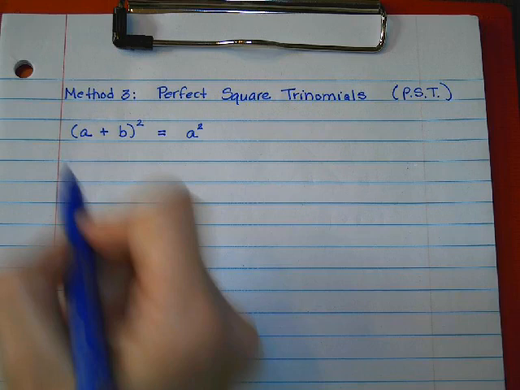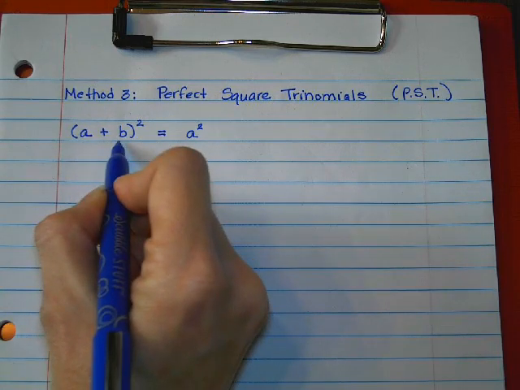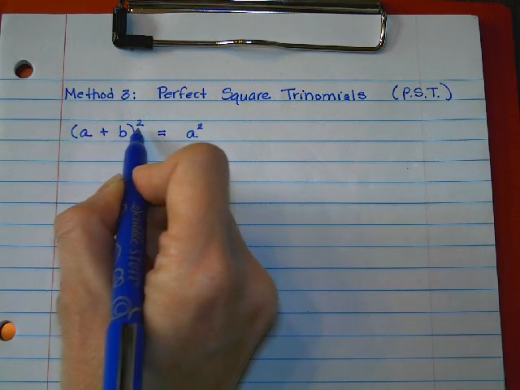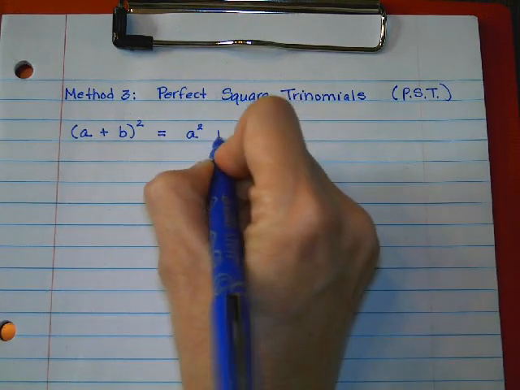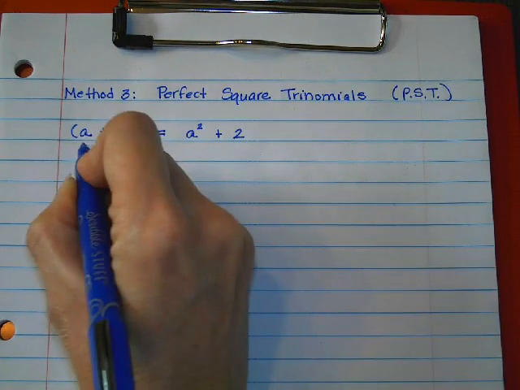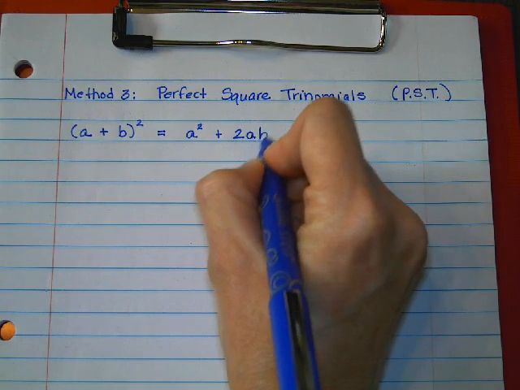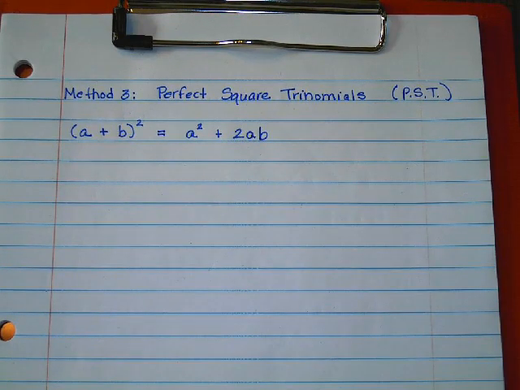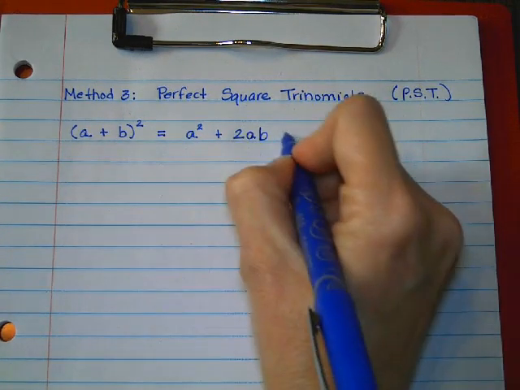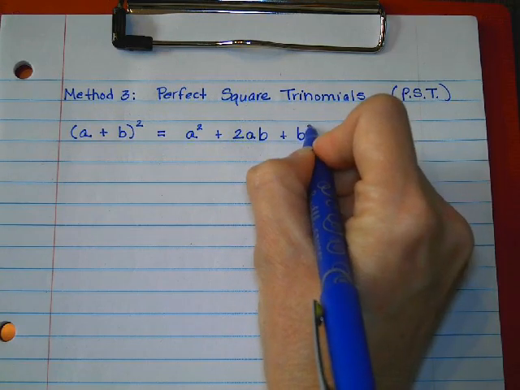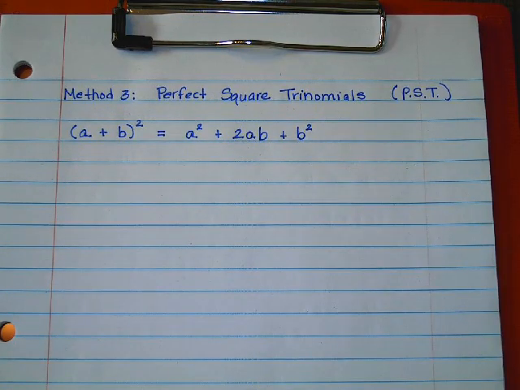We're going to multiply A times B, and then times 2, because we would have two identical pieces in the middle. So it's 2 times the A value times the B value. Then to find the last term, we take the B value and we square it. We multiply it by itself. So let's do an example with just this one first, and then we'll do the one with the subtraction.